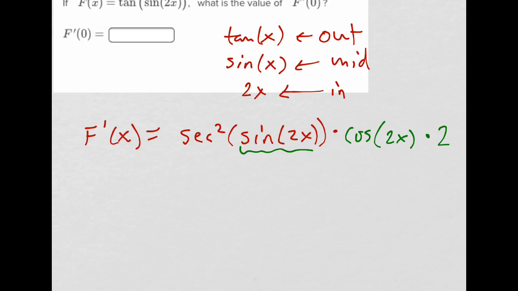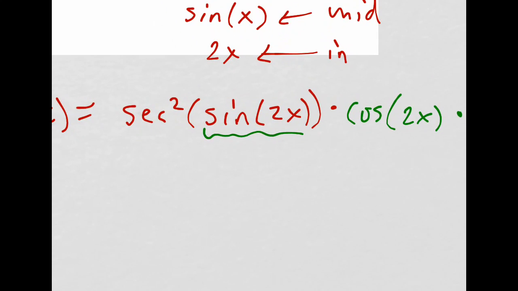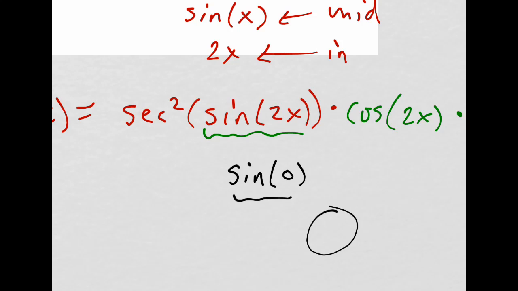And we still gotta plug in 0. Yes, we do. So if I plug in 0, sine of 2 times 0 is 0. Sine of 0 on the unit circle, the sine is the y-coordinate of that point, so that would be 0.